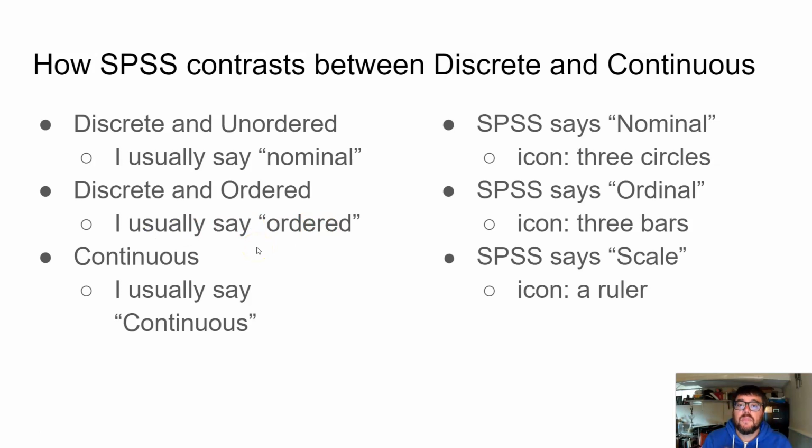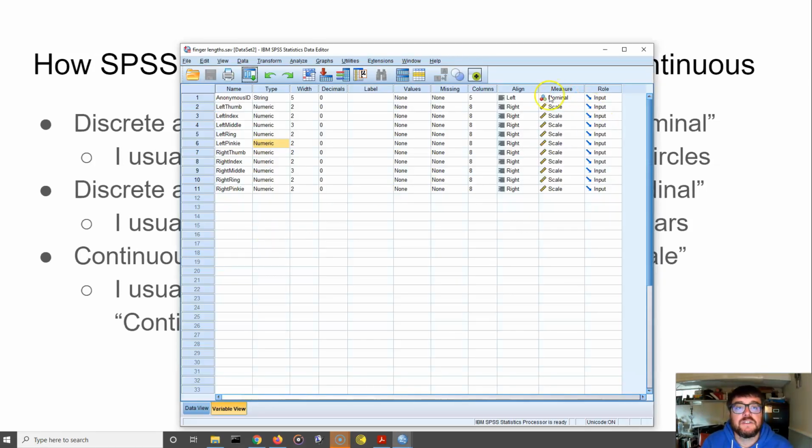SPSS contrasts between discrete and continuous. When I say discrete and unordered, I usually mean nominal. And SPSS also says nominal. And that icon is 3 circles. So when I say that, I mean there's a nominal variable right there. It's got 3 circles. It means that each observation belongs to a group, and the thing that's recorded is what group it belongs to.